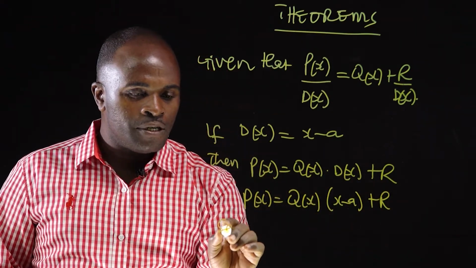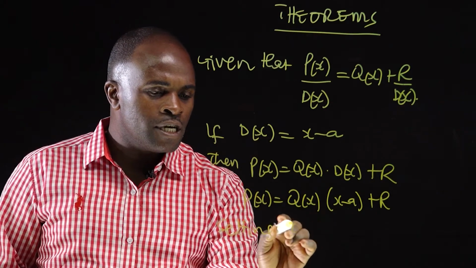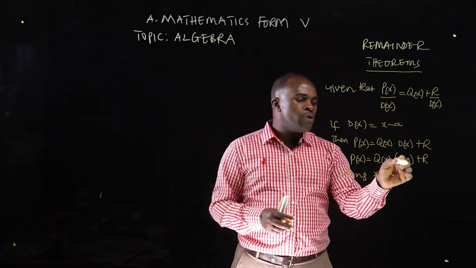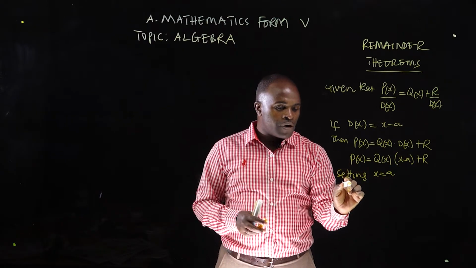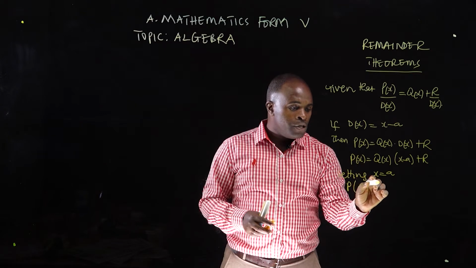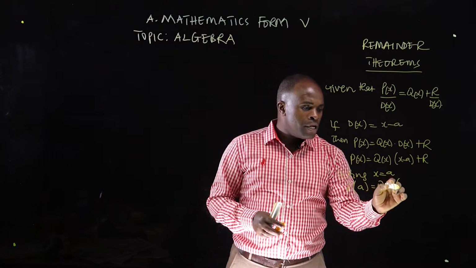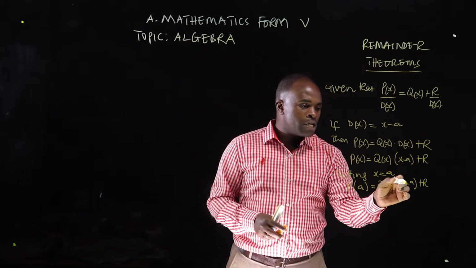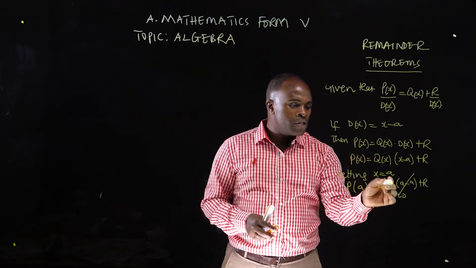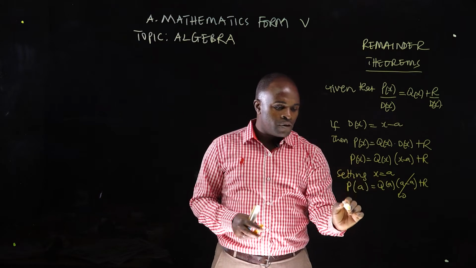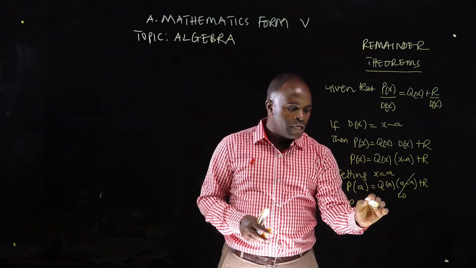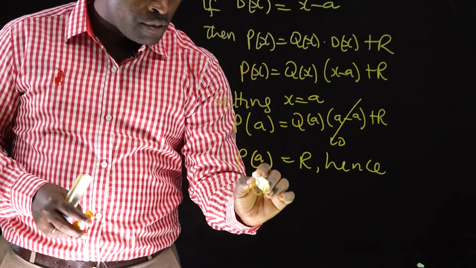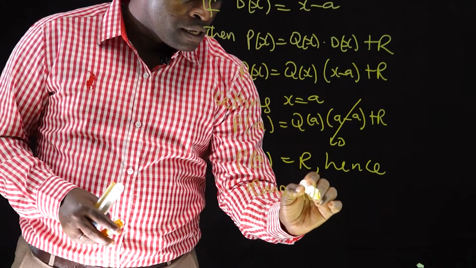So setting x equals a, what is going to happen? Upon x equals a, we now have P of a equals Q of a times (a minus a) plus R. But a minus a is 0, therefore making the entire part vanish, giving us P of a equals R. Hence, the remainder theorem.